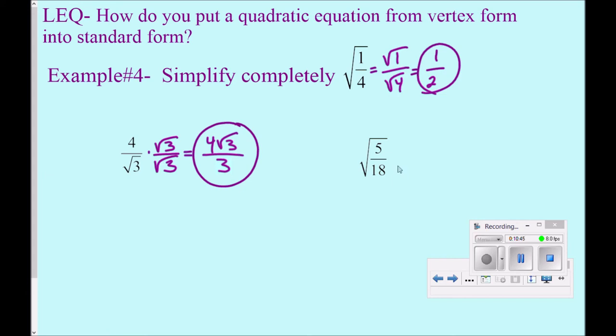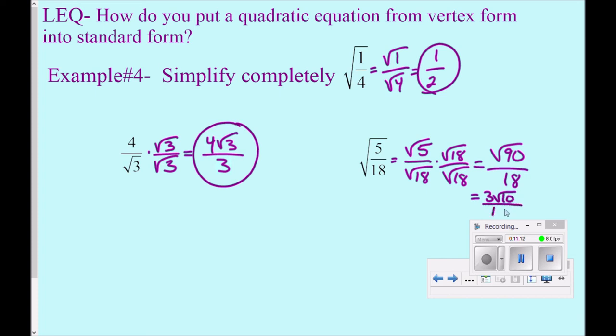Next one. So I'm going to first rewrite this as root 5 over root 18. Next, I can either rationalize the denominator first, and root 18 times root 5 is root 90, and root 18 times root 18 is 18, and then simplify. Root 90 is what, 9 times 10, so 3 root 10, and then 3/18 simplifies to 1/6, so I get root 10 over 6.